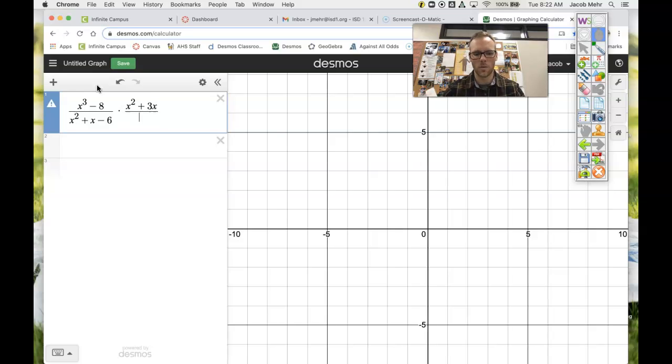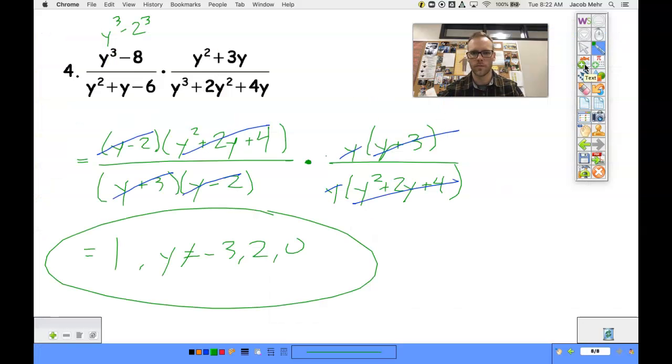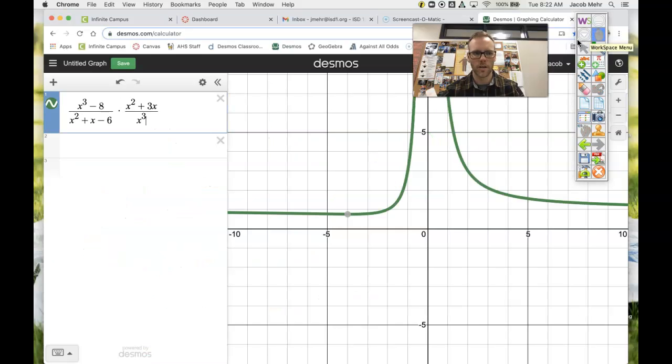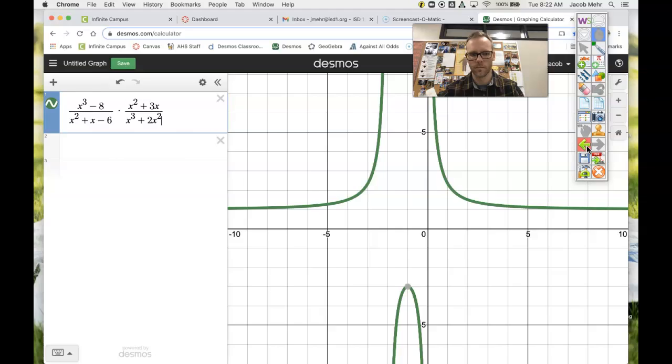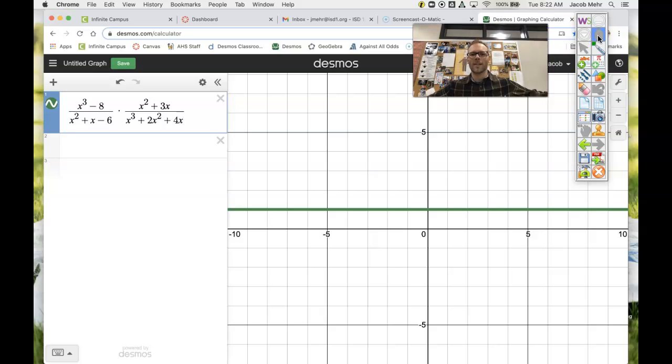and the denominator was what? X cubed minus 2x squared plus 4x. And what do we get? We get that line, right? It equals what? 1. Okay.